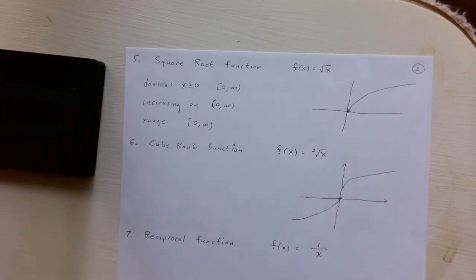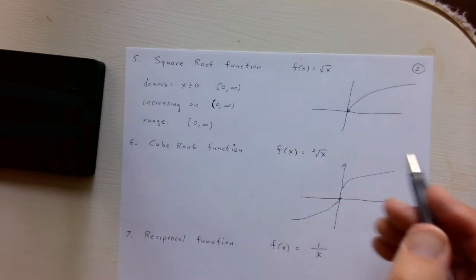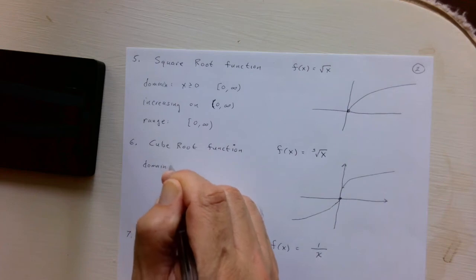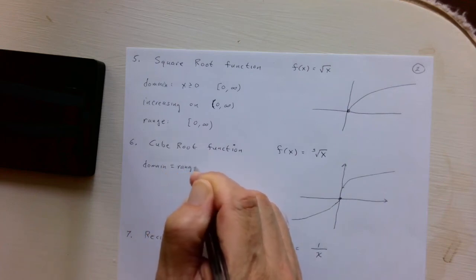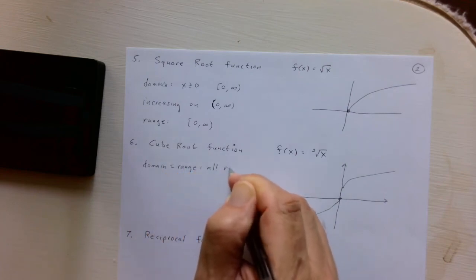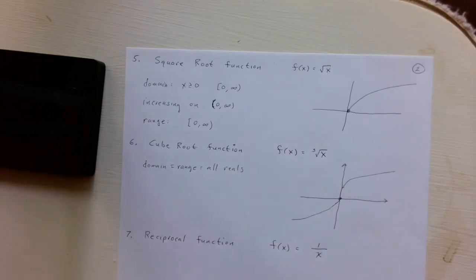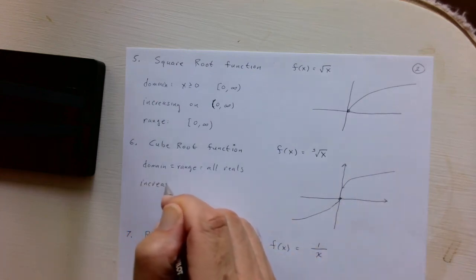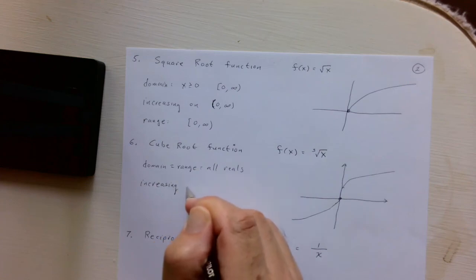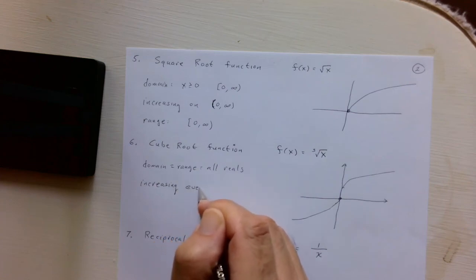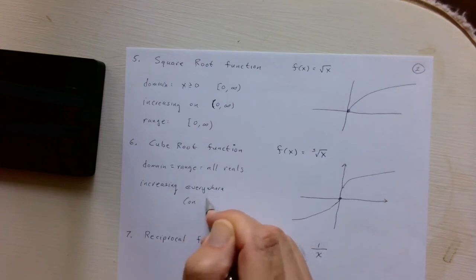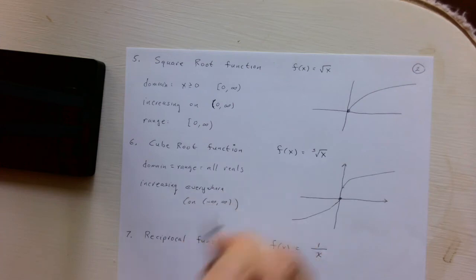So we have that the domain and the range are all reals. And we can see it's increasing everywhere. We're increasing on minus infinity to infinity, if you like.